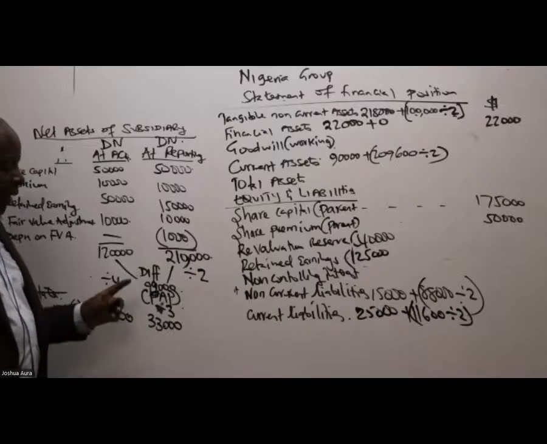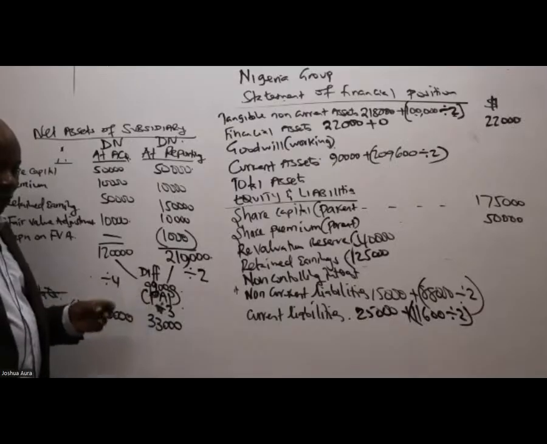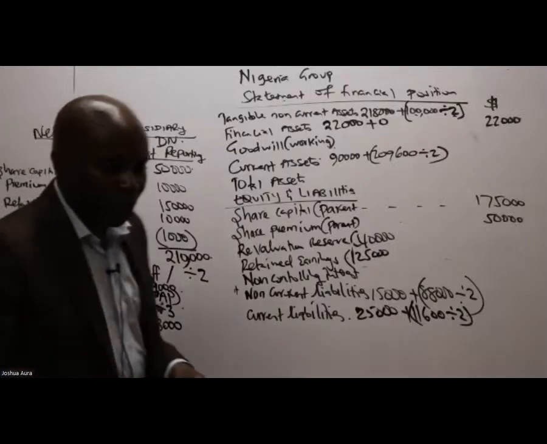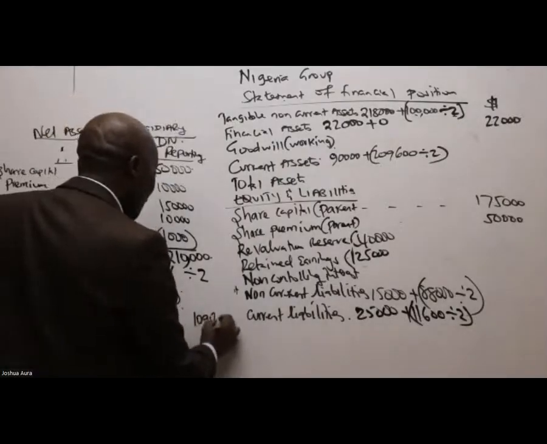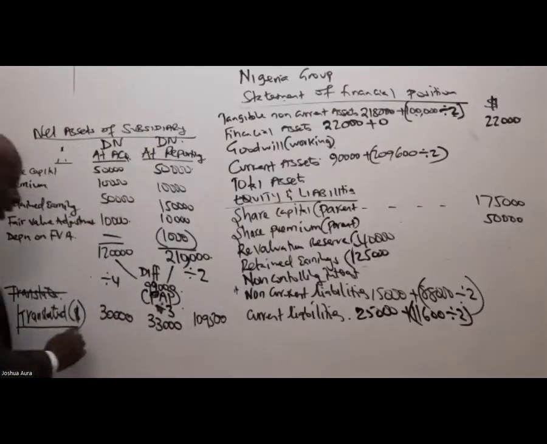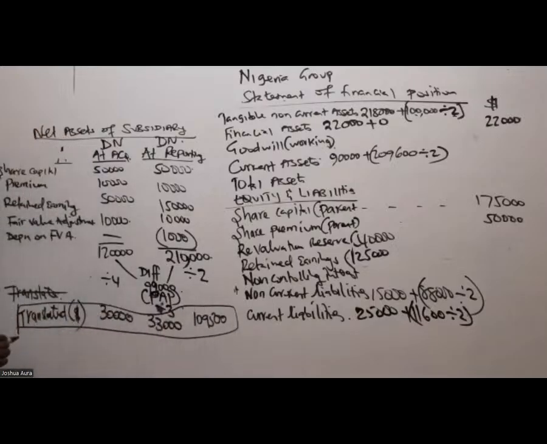219,000 divided by 2 gives me what figure, somebody? They're not talking to me. It is 109,500. So please take a yellow highlighter and highlight this entire thing.